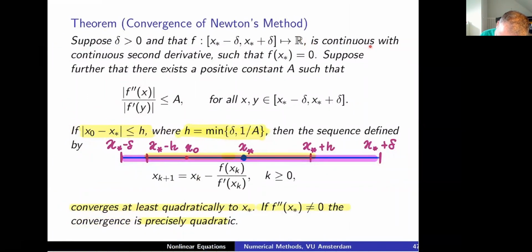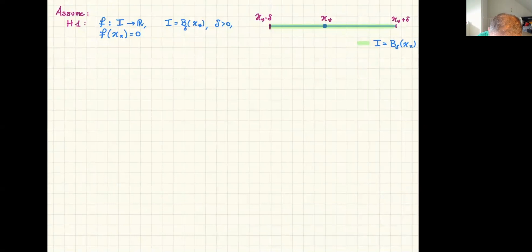Now we demand further that the function is continuous with continuous second derivatives. So let me just write this down separately. Hypothesis 2, we want f to be C2 on I. And in fact, let me be precise, the theorem statement precisely bunches these two conditions together here. Okay.